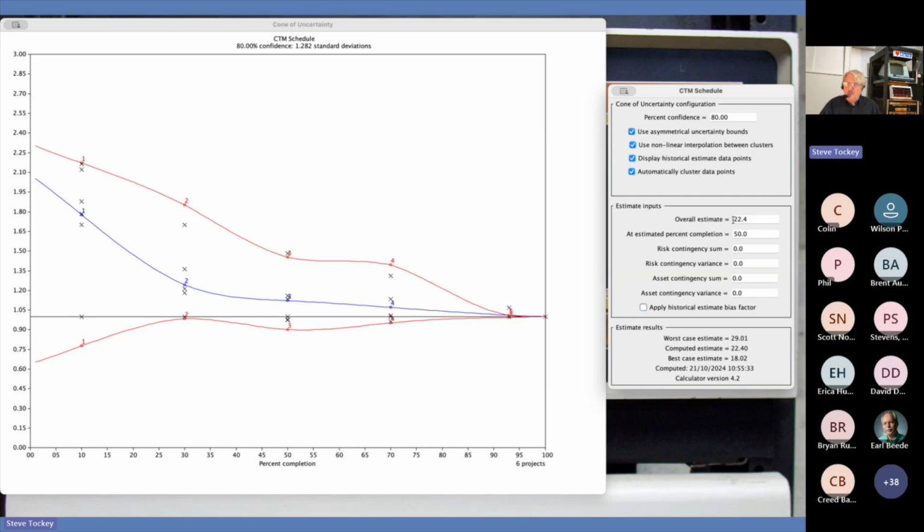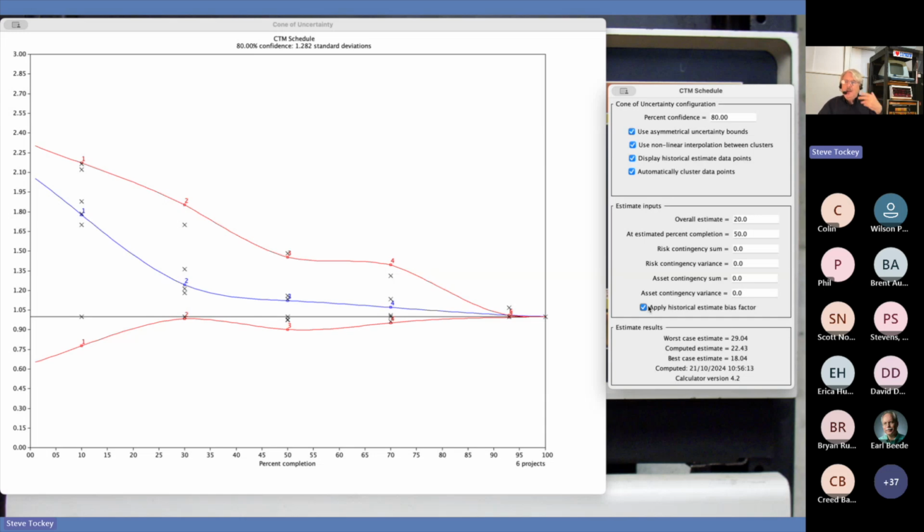So if I put in 22.4, unchecked the apply, then the worst case, best case that I'm getting here, 18 to 29, should be the same as if I just put in the 20 and had it apply, and there we go, 18 to 29. Okay, so this basically allows me to either put in normal estimates, or if I change how I'm doing estimates and I've unbiased them, then I don't have to rebias them in order to make the tool. You can just switch it on and off.